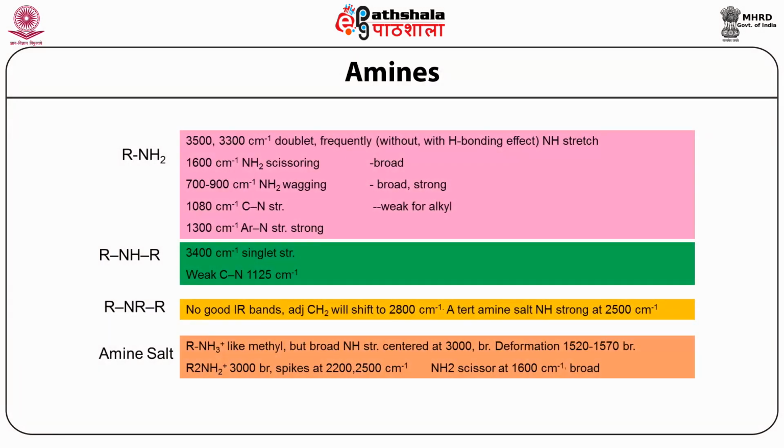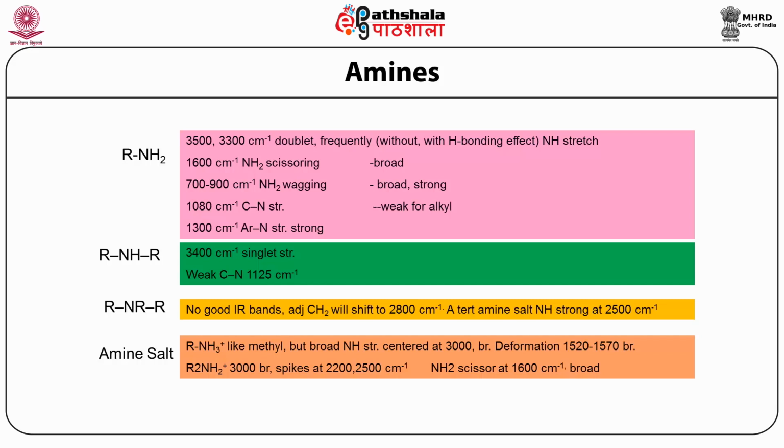We discuss the IR spectrum of amines. Amines are of different types, for example primary amine, secondary amine, tertiary amine. For the primary amine you will get the peak at a frequency of 3500 and 3300 per centimeter as a doublet, the frequency without hydrogen bonding affecting NH stretching. At 1600 per centimeter you will get the NH scissoring, a broad band at 700 to 900 for NH2 wagging, that is broad and strong, 1080 per centimeter carbon-nitrogen stretching, weak for alkyl, and 1300 per centimeter aromatic carbon-nitrogen, a strong band.